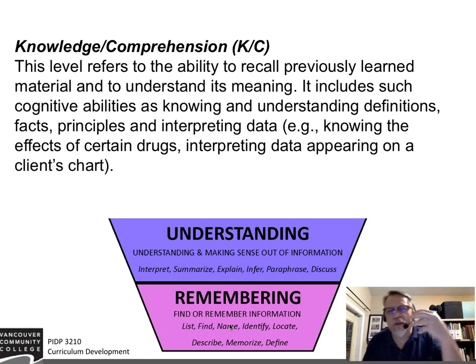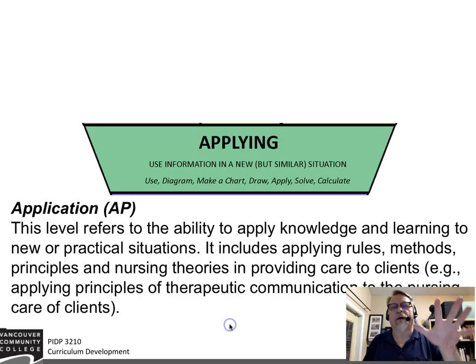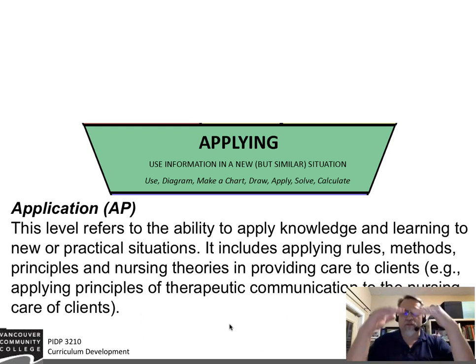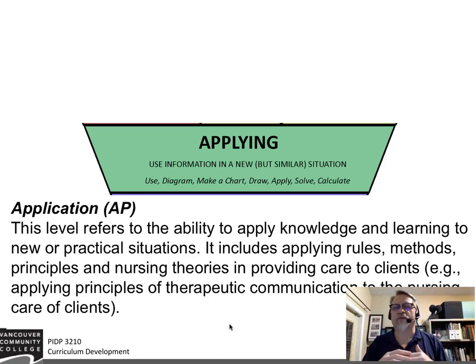You know, the knowing, remembering, understanding really deals with that identification, labeling, vocabulary, those types of things. When you start to apply, you're still in the lower order thinking skills, but you're solving or you're calculating, you're making a chart, you're using a diagram, you know, you're applying rules, you're applying principles. So you're getting closer to the higher order thinking skills, but it's really an application of procedures, right?